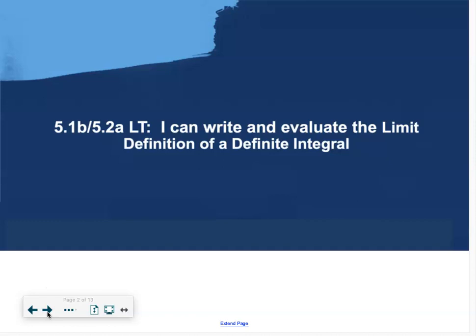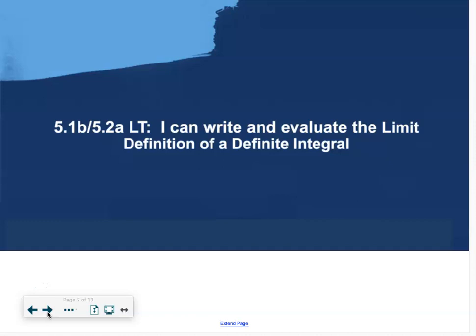So this is 5.1b/5.2a. I could write and evaluate the limit definition of a definite integral. The indefinite integral you already know how to do. Those are antiderivatives. Yeah, those you did in section 4.9. Today is our introduction to definite integrals.